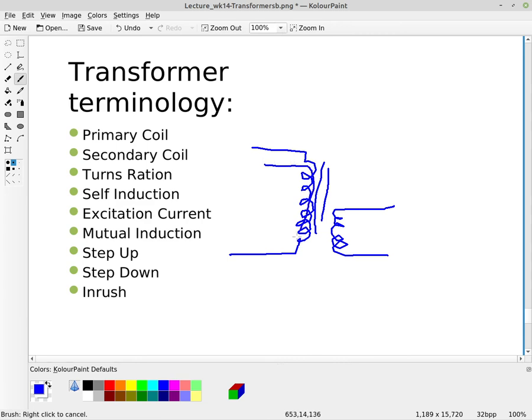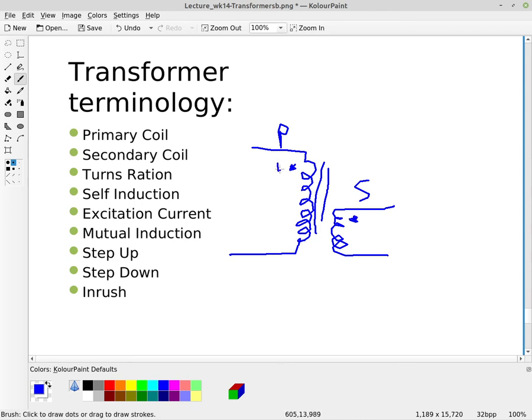As you push current through this coil, it doesn't store the energy in the magnetic field, but it transfers that energy through the magnetic core into the second coil. So you have what's called a primary coil and a secondary coil. A lot of times they'll put a dot on here, and the dot indicates polarity.